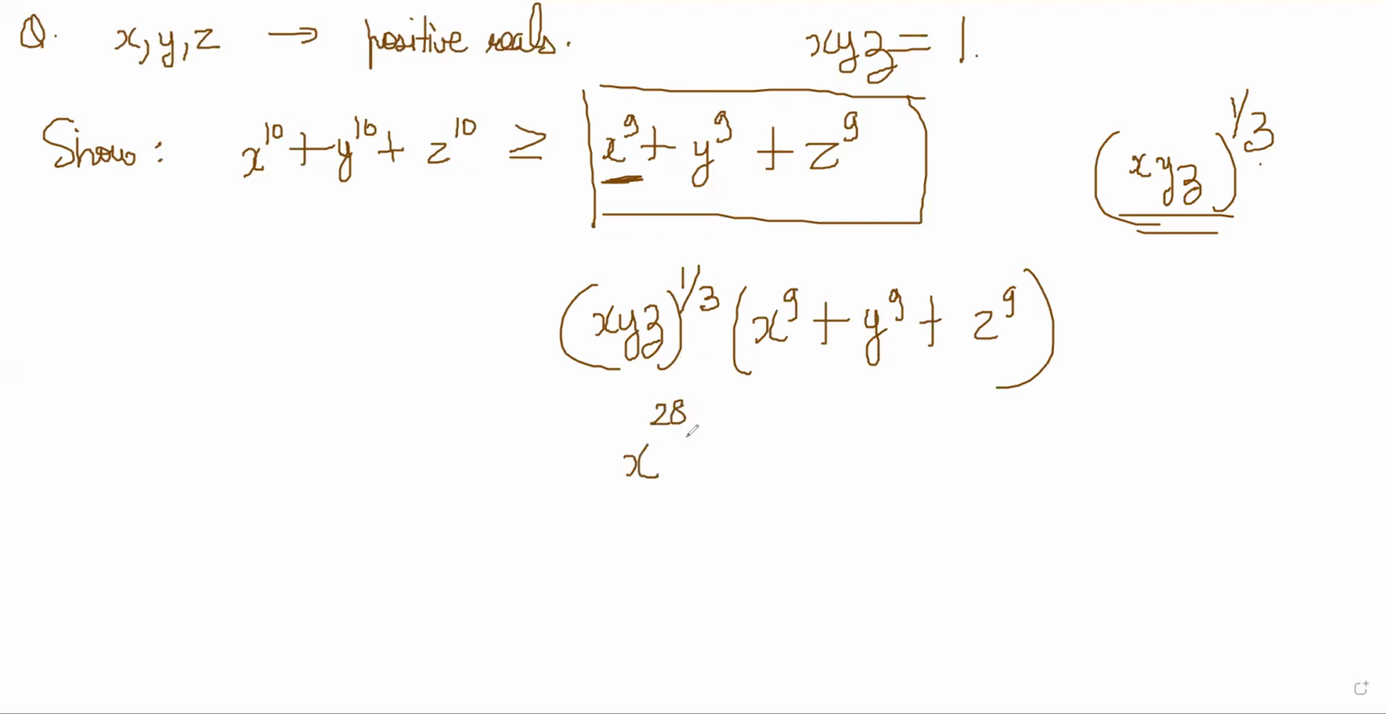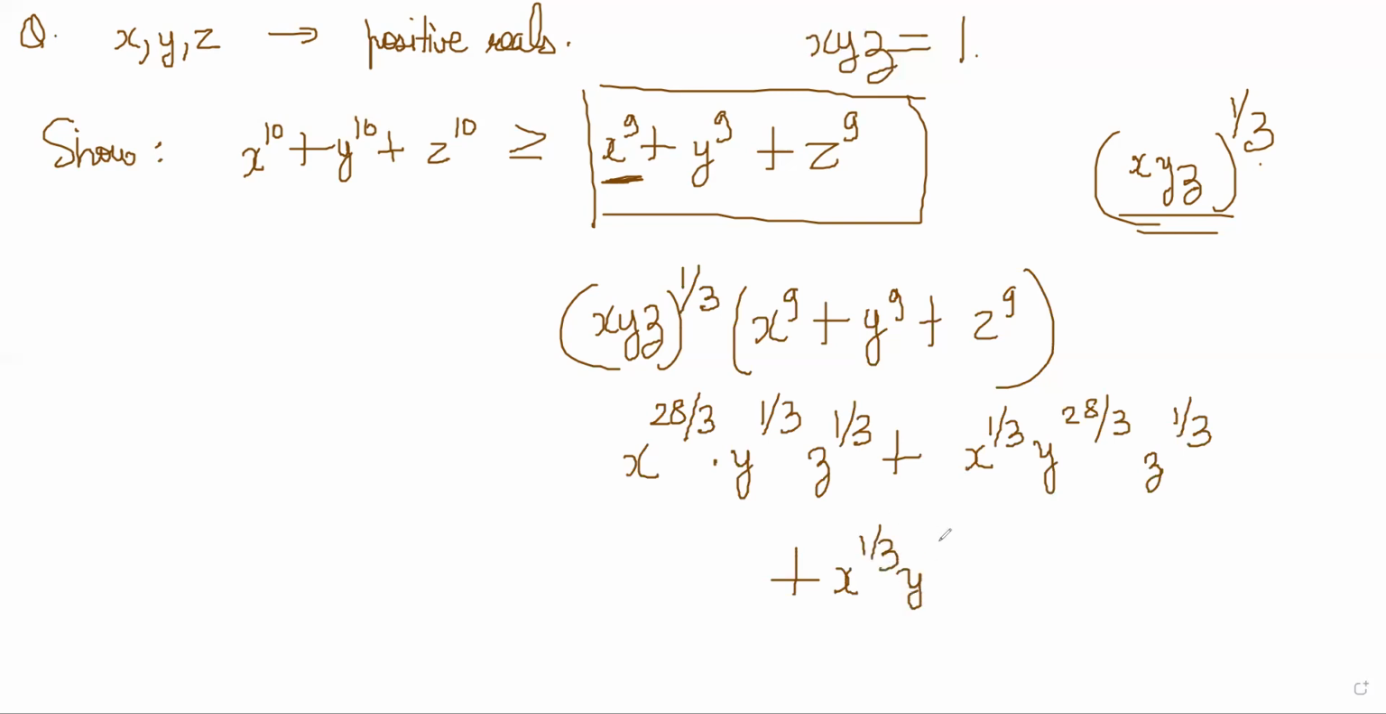by 3, or 28 by 3, y power 1 by 3 and z power 1 by 3, plus x power 1 by 3, y power 9 plus 1 by 3, correct. X power 1 by 3, y power 28 by 3, and z power 1 by 3, plus x power 1 by 3, y power 1 by 3, and z power 28 by 3.